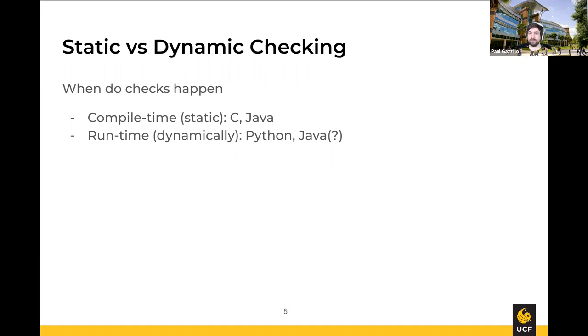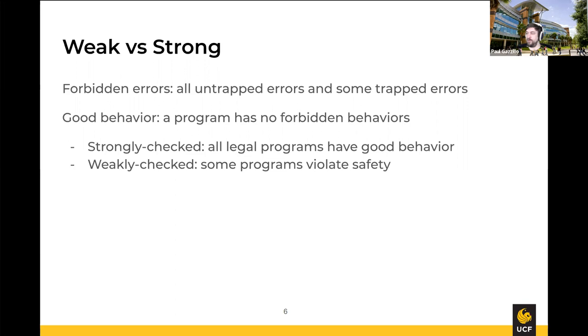Okay, this is what I was getting into with Java versus C. We can make this distinction between strongly checked languages and weakly checked languages. Java would be an example of a strongly checked language, where all programs that pass the type checker have safe behavior. That is, they don't allow any of these forbidden errors. They don't allow any untrapped errors, and they don't allow the trapped errors that the language defines as the type checker not allowing.